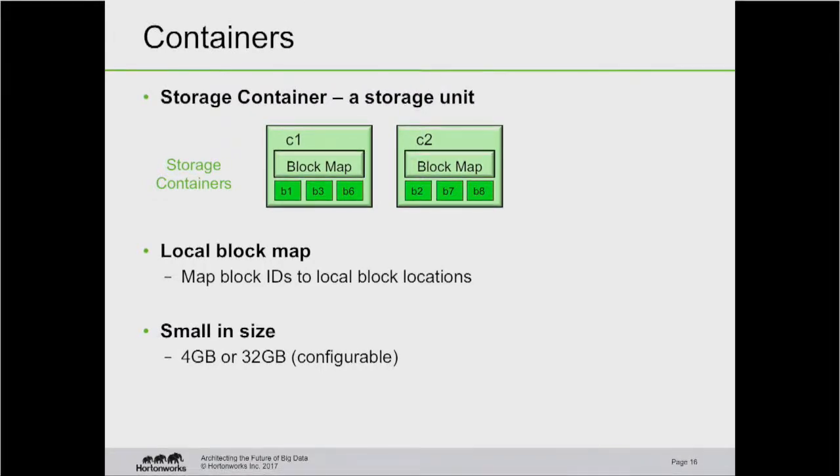And each storage container is stored in the data nodes. Inside, the storage container is self-described. Basically, it contains all the data, and it also contains a local block map to map the block IDs to the local block locations. The size of the storage container can be configurable, but it's usually larger than the current HDFS block size. The current HDFS block size is 128 megabytes by default. And for a storage container, we usually suggest several gigabytes, 4 gigabytes or 32 gigabytes.